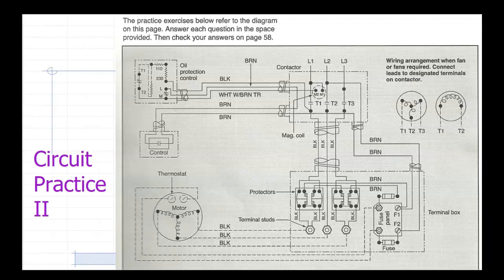Okay. What colors are the wires going to the fuses in the terminal box? Okay. Everybody see that? Where are the fuses? That's these two things right here. You have a fuse panel. What's coming to them are these brown wires from this box up here. Okay.